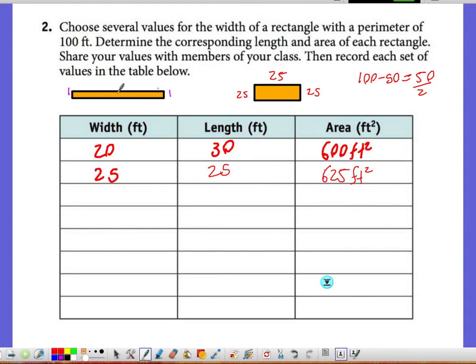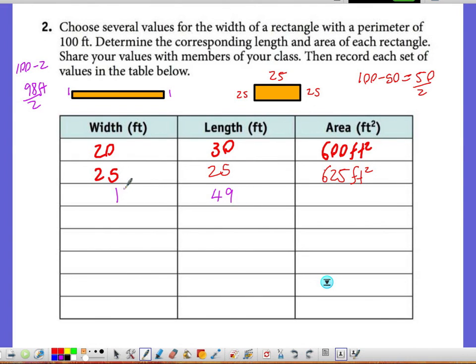That means that out of 100 feet, my width has just taken up 2 feet. That means that I have 98 feet left to make up the length. Divide that by 2, and it turns out that the length, if the width is 1 foot, has to be 49 feet.